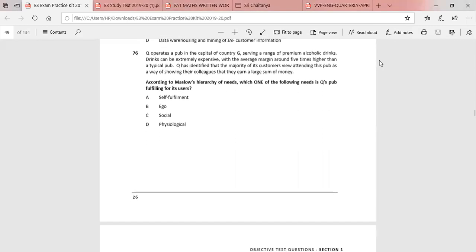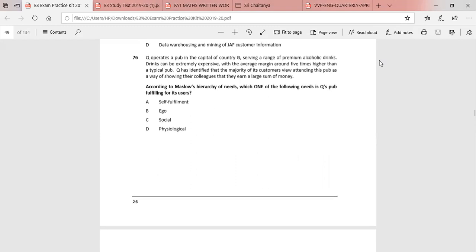Serving a range of premium alcoholic drinks. Drinks can be extremely expensive, with the average margin around 5 times higher than a typical pub. Q has identified that the majority of its customers view attending this pub as a way of showing their colleagues that they earn a large sum of money. According to Maslow's hierarchy of needs, which one of the following needs is Q's pub fulfilling for its users?